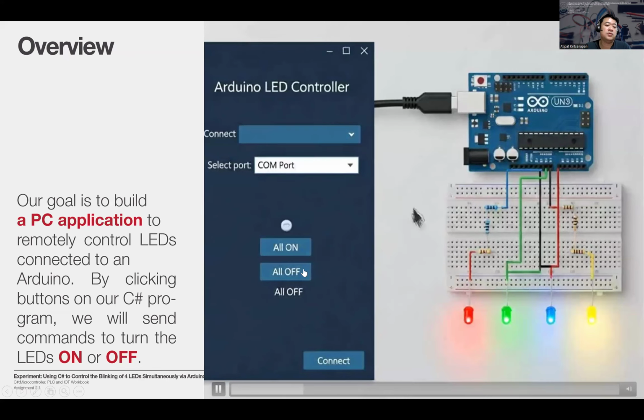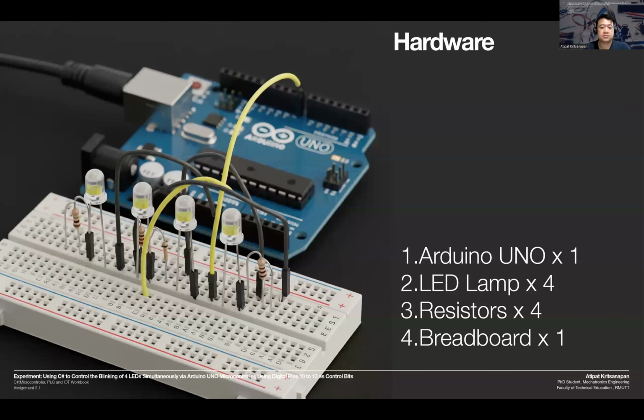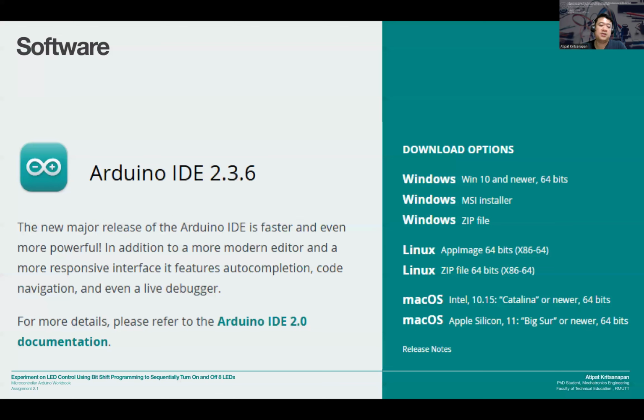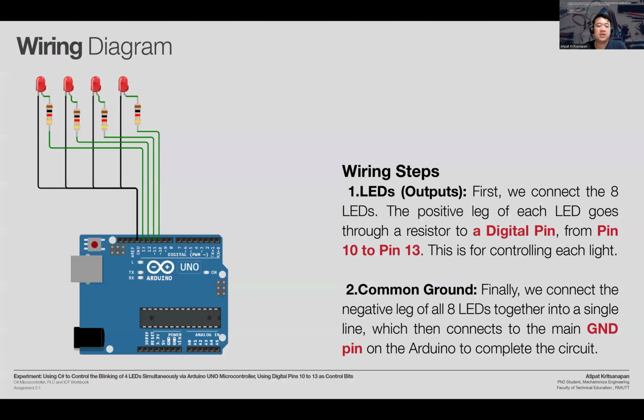Our goal is to build a PC application to remotely control LEDs connected to an Arduino by clicking buttons in our C# program. We will send commands to turn the LED on or off. Hardware: one Arduino, 4 LEDs, 4 resistors, and a breadboard. Software: Arduino IDE, Visual Studio.